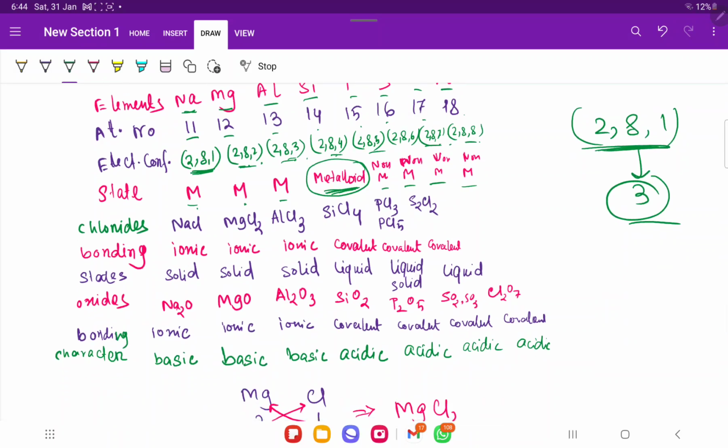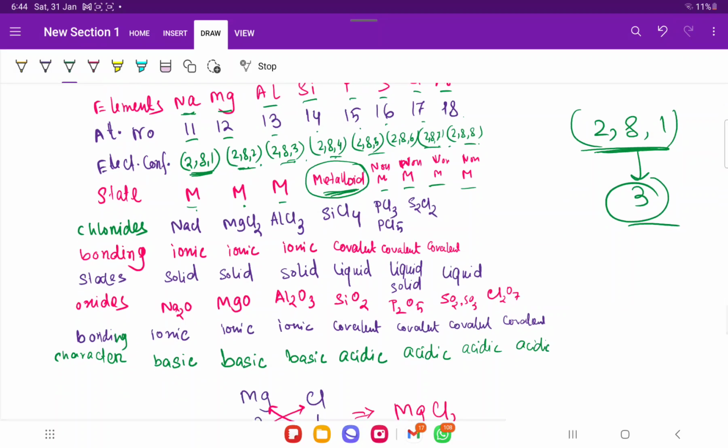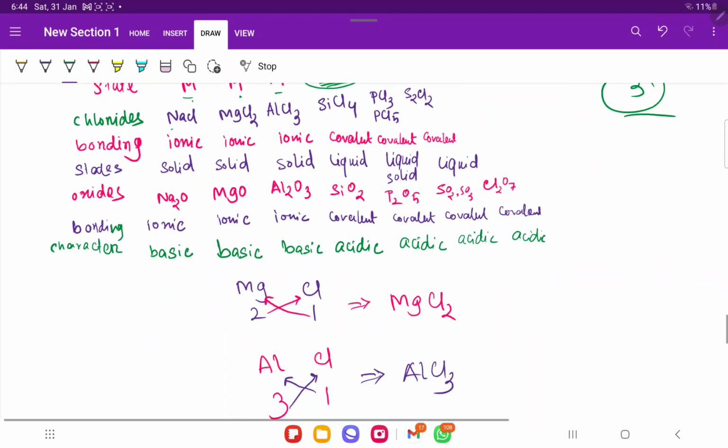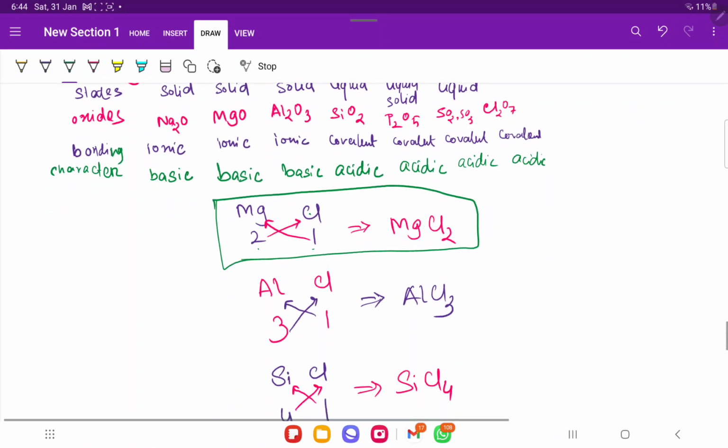Okay, now we are coming to, if they are forming chlorides, what will be their nature? If sodium forms a chloride, it is called sodium chloride. The formula will be NaCl. If you know the valency, you can also form their chloride formula. Let's say magnesium chloride. Magnesium valency is 2, chlorine valency is 1. So if they are forming magnesium chloride, the formula will be MgCl2, right?